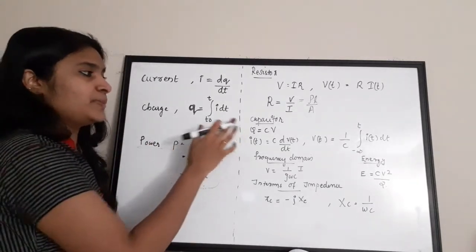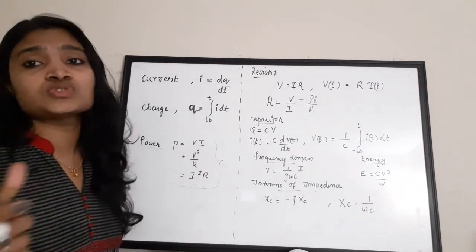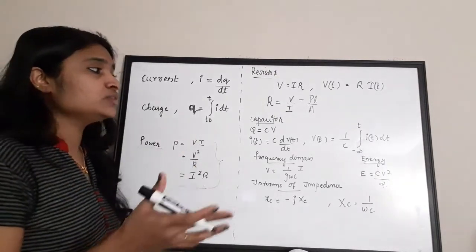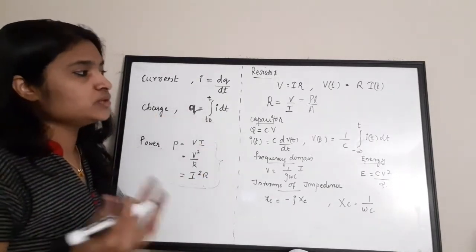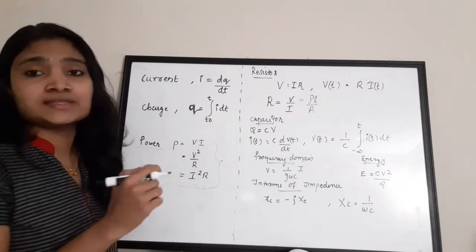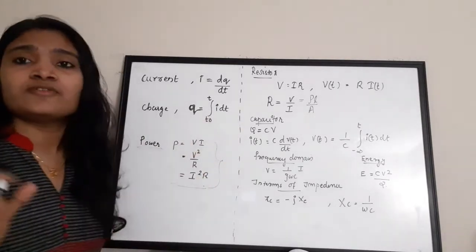Next, going on to the capacitor. We know that a capacitor is a device or a component used for storing charge, and the unit of capacitance is farad. I am not writing all the units. You know that the resistor unit is ohm, and the capacitor unit is farad.